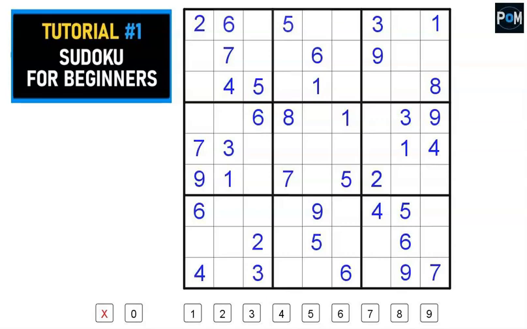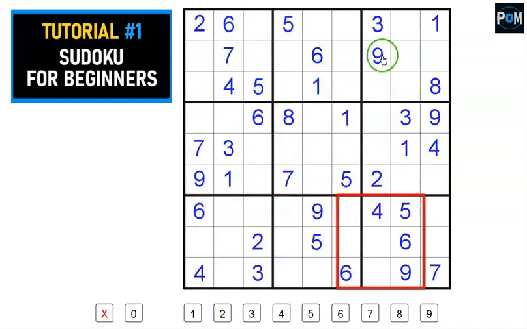In today's episode, we'll be learning how to solve Sudoku, and this is an episode meant for complete beginners. How does Sudoku work at all? In Sudoku, there's this board divided into 9 squares, and in each of these 9 squares, each of the digits from 1 to 9 can only be found once.